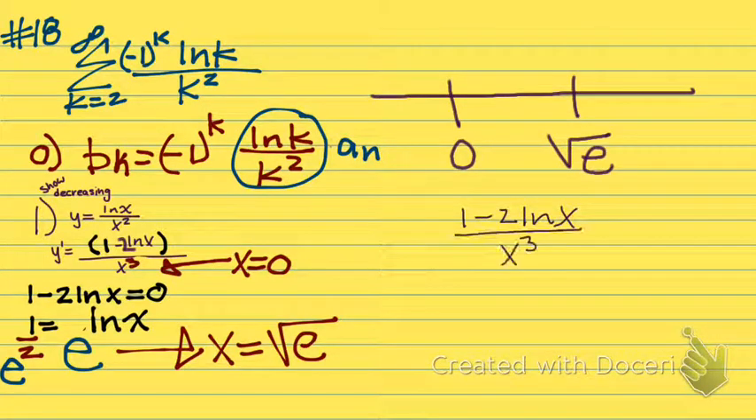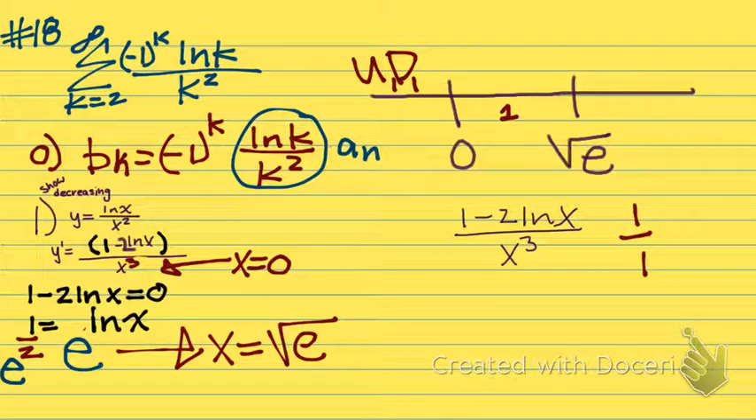Then we check the sign of the function on those intervals. We check to the left of 0. Why would you do that? It's undefined there because the natural log does not exist in that domain. No, sensei. So I pick 1, because 1 is in between 0 and root e.